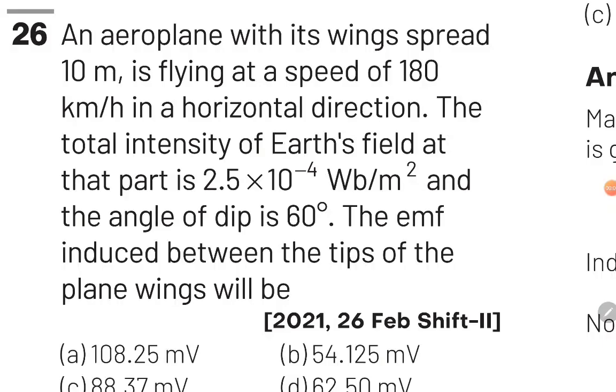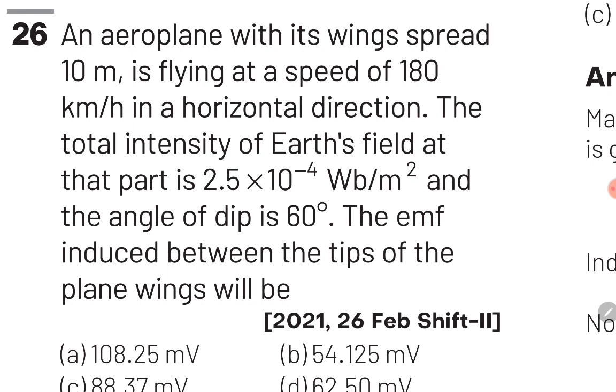Yes, students, the seventh question of this chapter is: an aeroplane with its wings spread 10 meters is flying at a speed of 180 kilometers per hour in a horizontal direction. The total intensity of Earth's magnetic field at that part is 2.5 into 10 raised to minus 4 Weber per meter square, and the angle of dip is 60 degrees. The EMF induced between the tips of the plane wings will be.